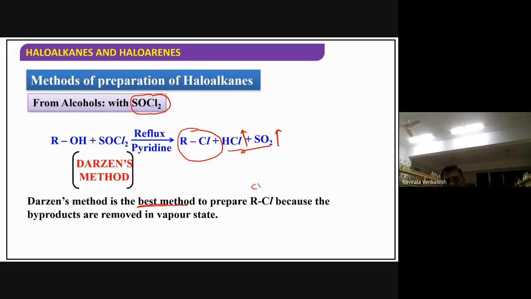To prepare chloroalkanes, the byproducts are removed in vapor state. In the vapor state, they can be easily removed, isn't it? So this you need to remember. Darzens method is best for preparation of chloroalkanes. This point is very important for you. You may get it in multiple choice questions: Darzens method is the best method to prepare chloroalkanes. What is the reason? The byproducts, HCl and sulfur dioxide, can be removed in vapor state. You have to note this point and this reaction in your notebook. It is very, very important.